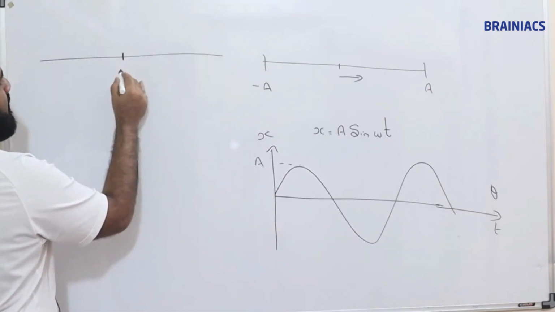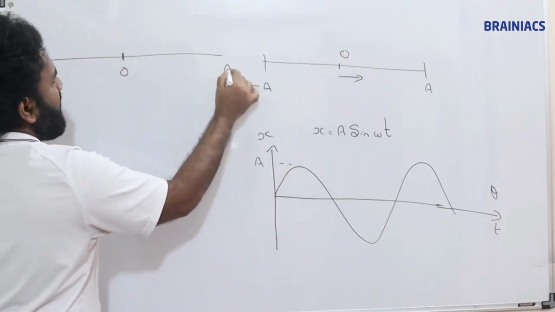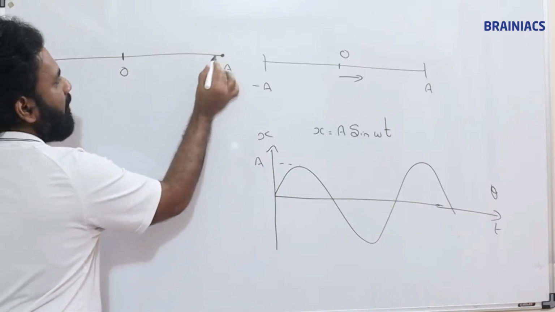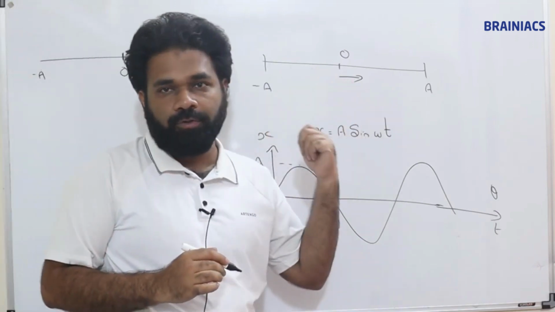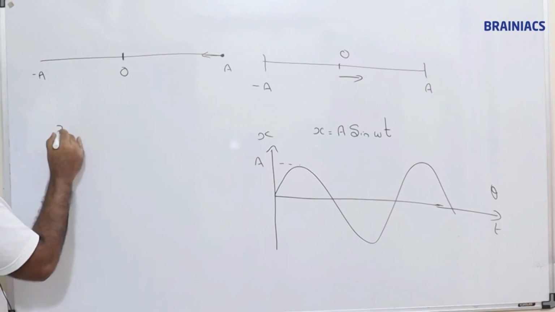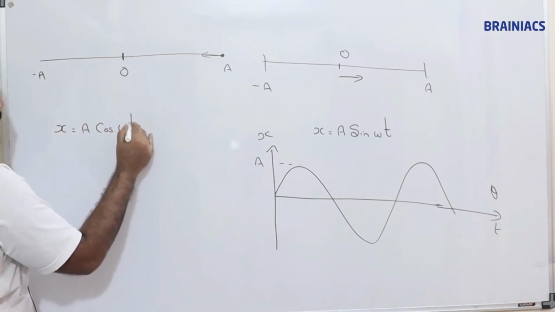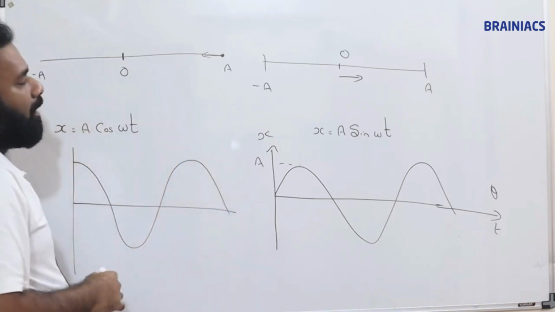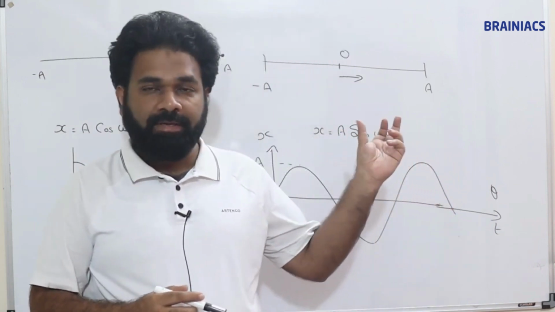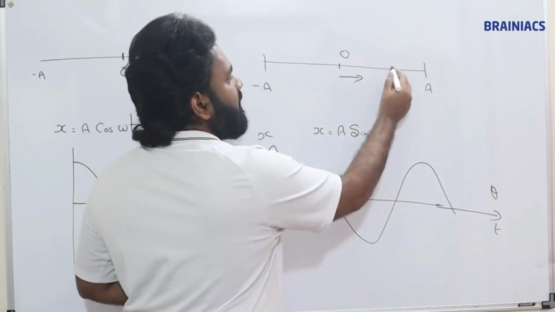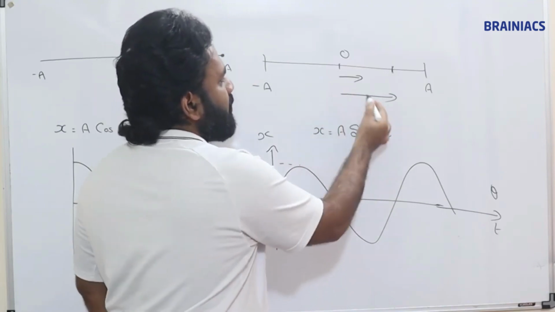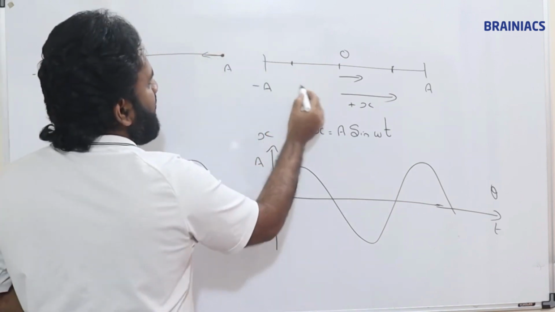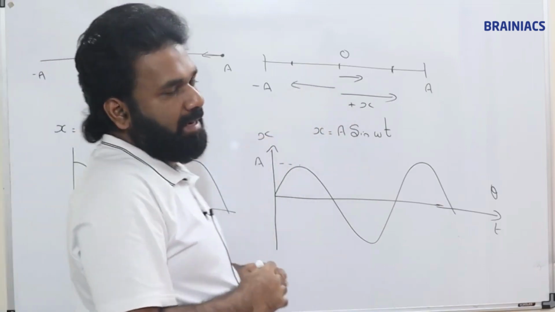Another possibility, if this is mean position, plus a, minus a, the simple harmonic motion or oscillation can start from here also, from the extreme position. If it is starting from here, we know that x is equal to a cos omega t, then in that case we will have the graph like this. Always we measure the displacement from the mean position. If the displacement is here, then this is x, this is going to be positive x. If the particle is here, the displacement will be negative x.